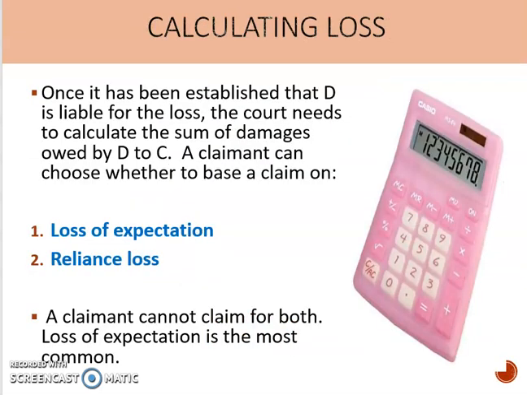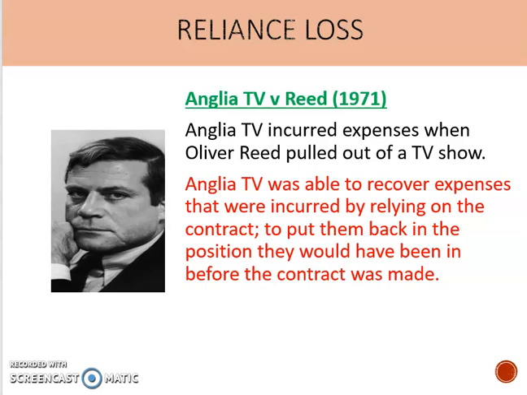In terms of calculating losses, the claim can be based on loss of expectation or reliance loss. Reliance loss is illustrated in Anglia TV, where Anglia TV incurred expenses when Oliver Reed pulled out of a TV show. And they were able to recover expenses that were incurred by relying on the contract. That's what reliance loss is. So they were able to receive damages to put them back in the position they would have been before the contract had been made.